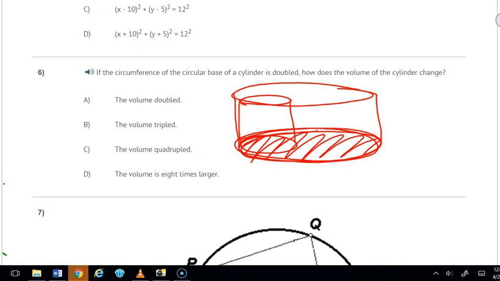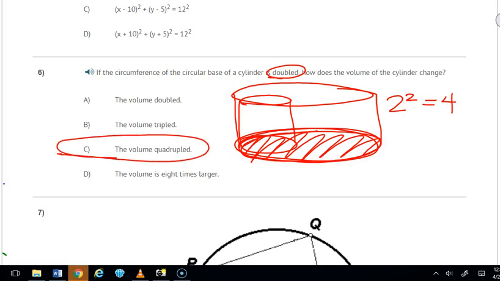So when we talk about this, we look at this doubled word here. Again, we talked about this yesterday. 2 squared is equal to 4, and we're squaring it because it literally only has to do with the base, and the base is an area. Now, if we talked about the base and the height doubling, then we would do 2 to the third, and the answer would be that the volume is 8 times larger. So the actual answer here is letter C.